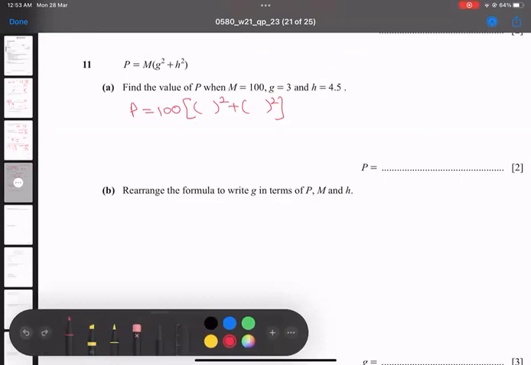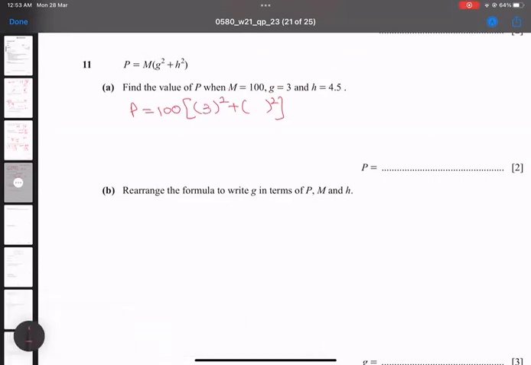So I think this part is clear. The G value, I'm writing here 3, and the H value, I'm writing here 4.5. And he said, find the P value. I'm keeping 100 outside. The best technique is to show the examiner some steps, because it is a 2-mark question.